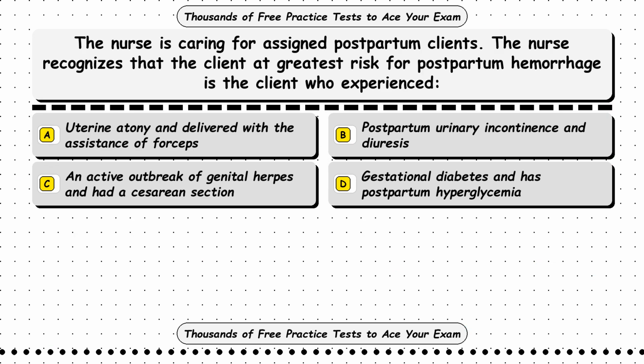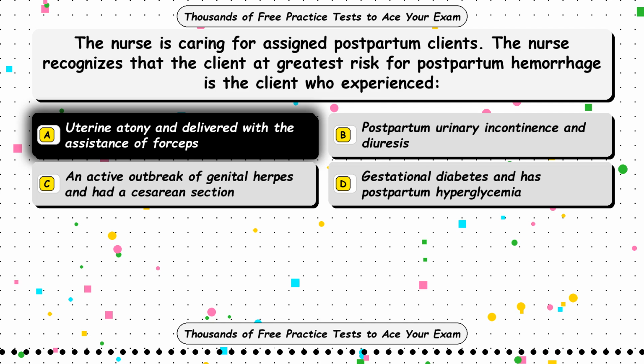Question 77. The nurse is caring for assigned postpartum clients. The nurse recognizes that the client at greatest risk for postpartum hemorrhage is the client who experienced Option A. Uterine atony and delivered with the assistance of forceps. Option B. Postpartum urinary incontinence and diuresis. Option C. An active outbreak of genital herpes and had a cesarean section. Option D. Gestational diabetes and has postpartum hyperglycemia.